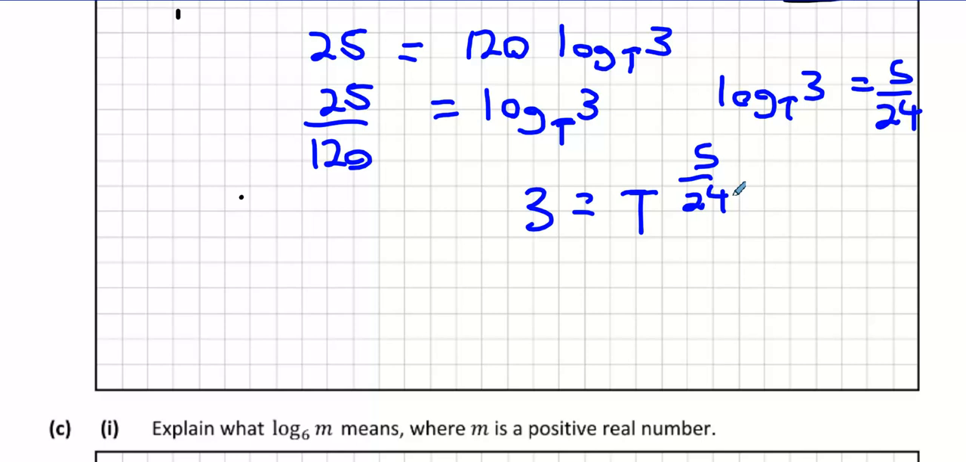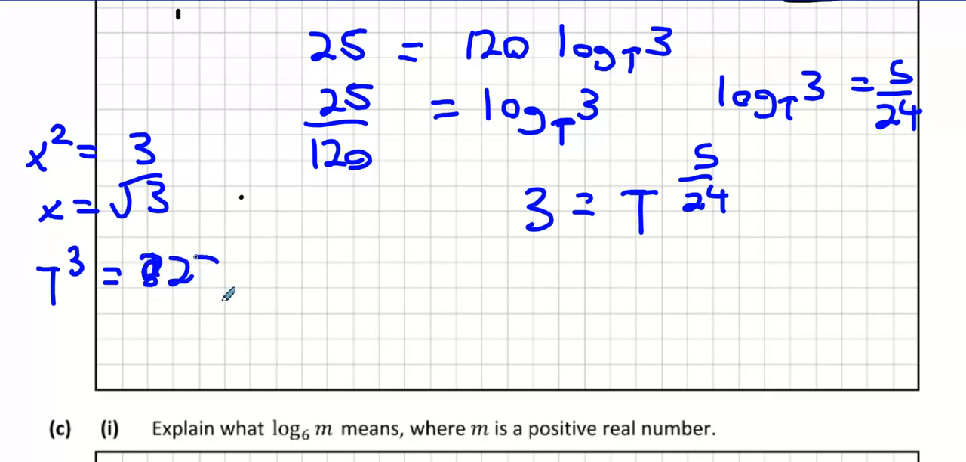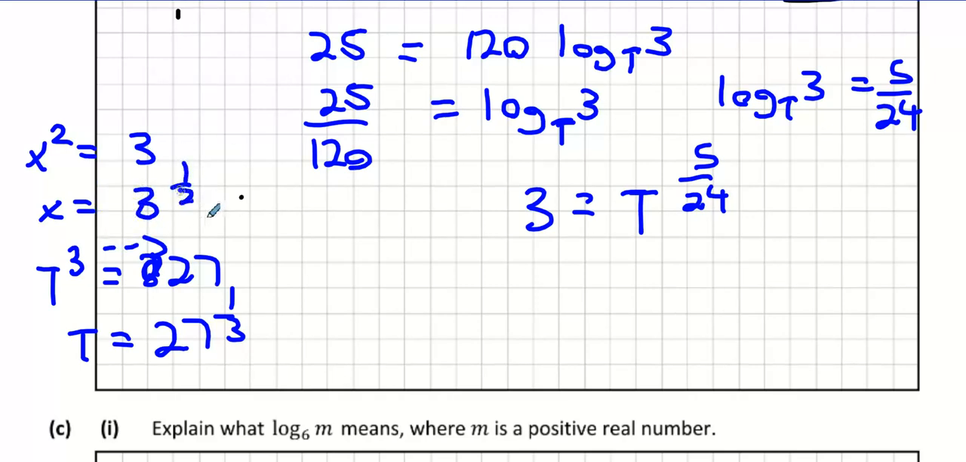Now, here's what I'm thinking. Imagine we had x squared equals 3. What would you do? You'd square root it. If t to the power 3 equals 27, for argument's sake, what would I do there? Cube root it, wouldn't I? And what's the other way of doing it? You turn the fraction. You do a third, don't you? And what would this one be then? 3 to the power of a half.